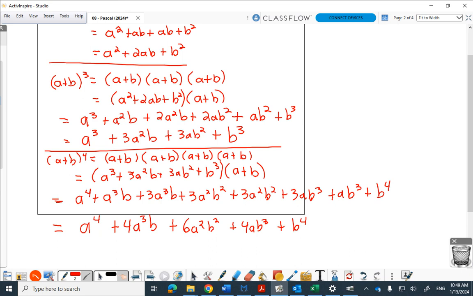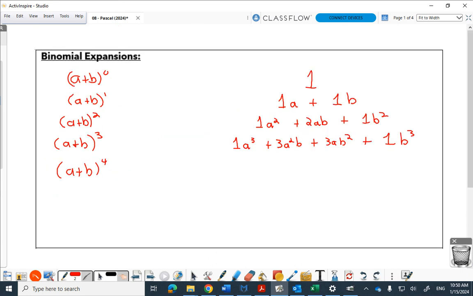Do you need more time there? So I'm going to go up here and fill that in. 1a to the 4th plus 4a cubed b plus 6a squared b squared plus 4ab cubed plus 1b to the 4th. It's not quite as easy as it looks. There's a little tiny bit of trouble looming.